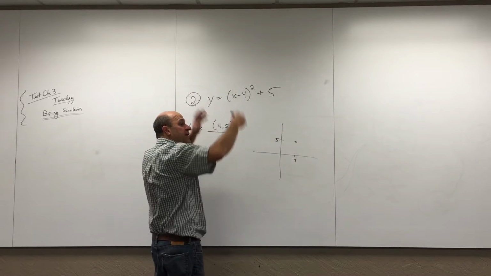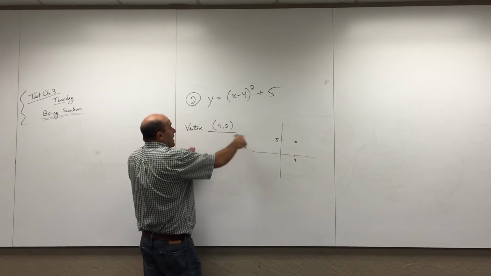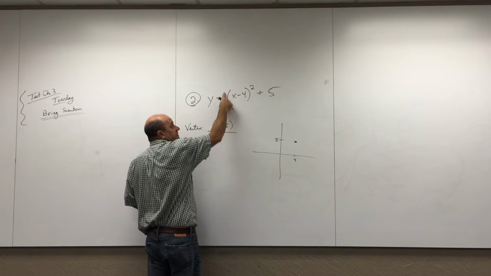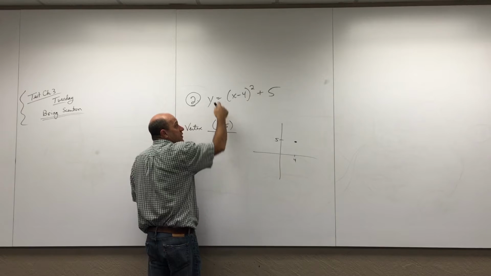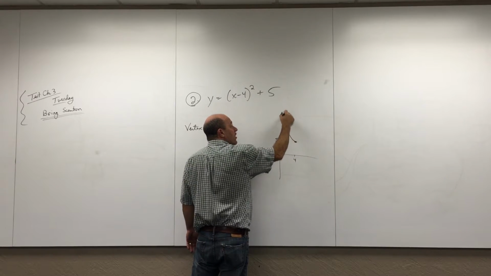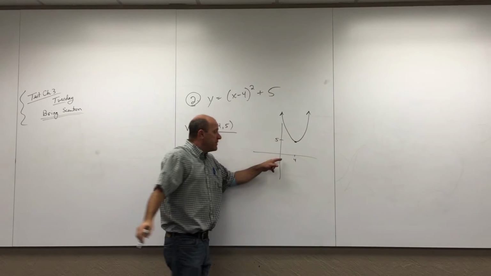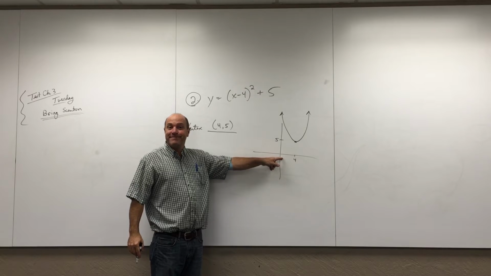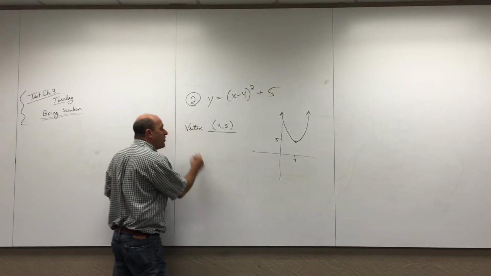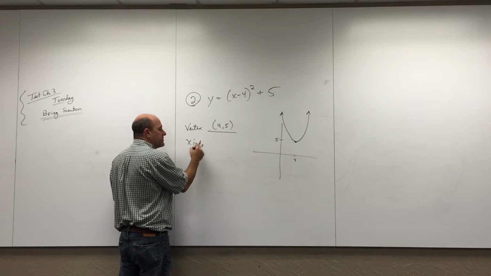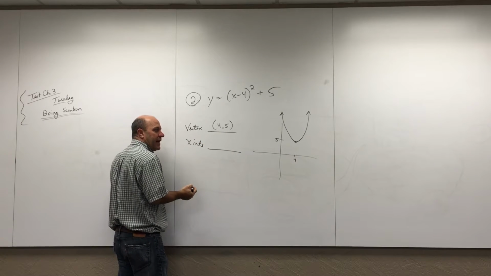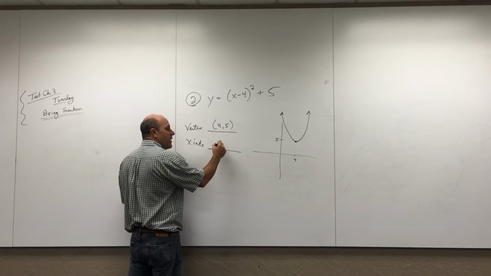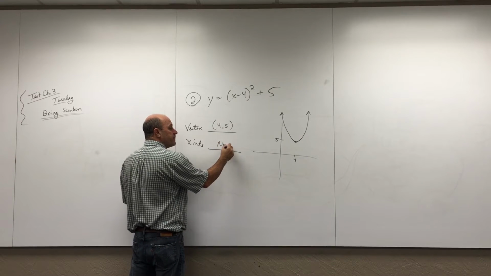Now, does it open up or down? Up. Because of this positive leading coefficient here. I mean, there's no leading, but it's a 1. It's positive. So it opens up. So now that you know it opens up, look at this picture and tell me the x-intercepts. None. By the way, if there are none, I want you to write none. Some people would leave it blank and I wasn't sure what to put. But anyway, if there's none, there's none.